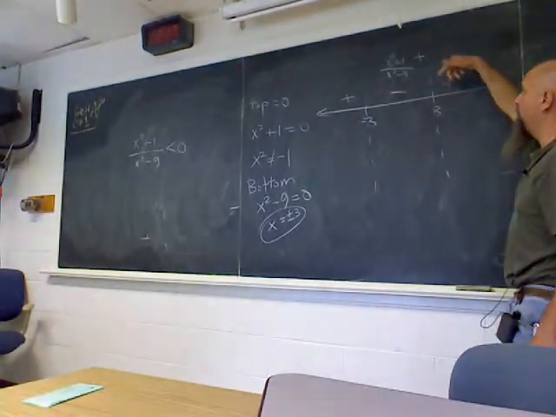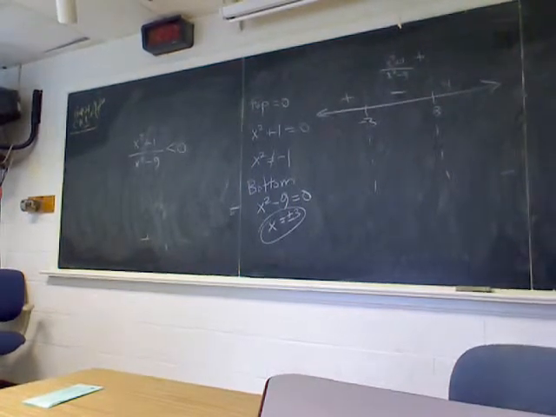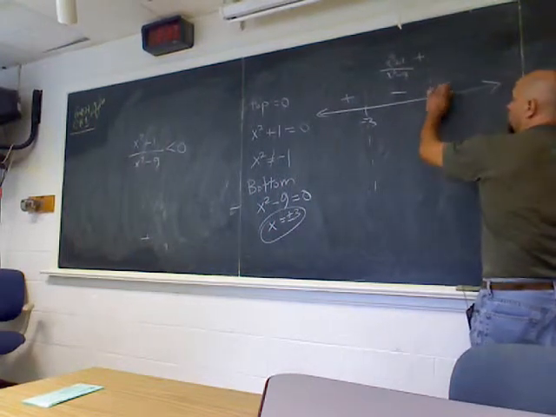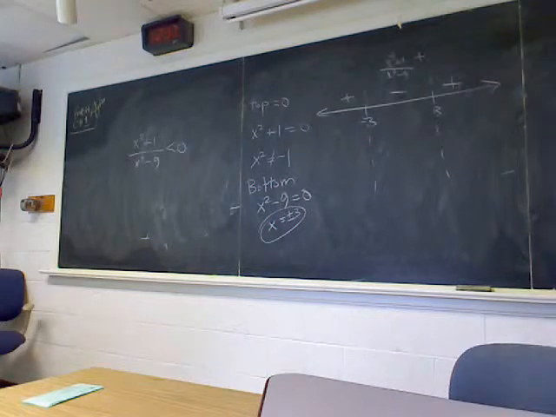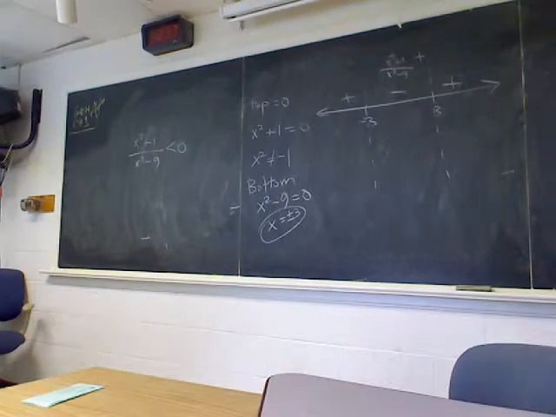Top is, plug in 4, the top is still positive. Notice it's always positive, but it didn't matter. It took us an extra 2 seconds to plug it in if you didn't notice that. And you get the bottom is positive, so this is positive. So this graph looks very different from the quadratic x squared minus 9, but its number line looks exactly the same.